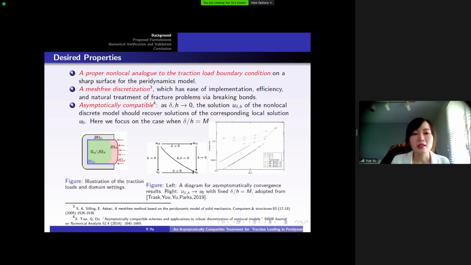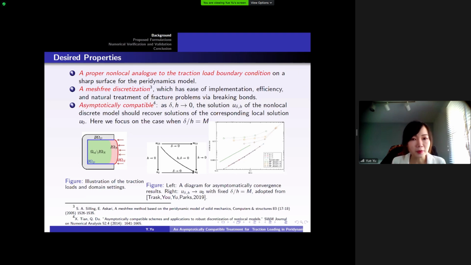The second property we desire is to combine that with a Meshfree discretization, because the Meshfree discretization has advantages. It was originally discussed by Dr. Silling and Askari in 2005. When there is an evolution of fracture, the fracture surface can be sharply represented by bond breaking. That provides an efficient and natural treatment of the fracture problem.